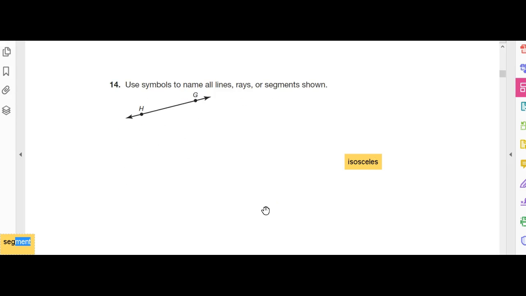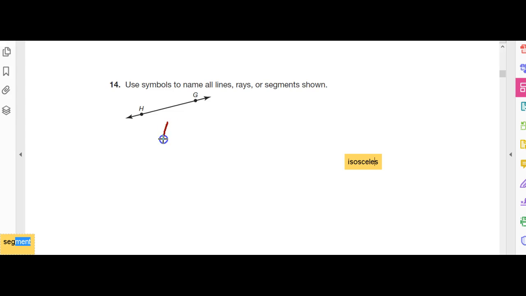All right, so it says use symbols to name all lines, rays, or segments shown. Okay, so what do we have? We have a line HG. And I guess we'll write these out. Man, I just moved so slow with this, so sorry to make you bear with me here, but at the very least, you should be able to keep up in your book.